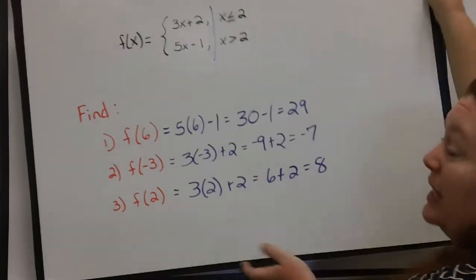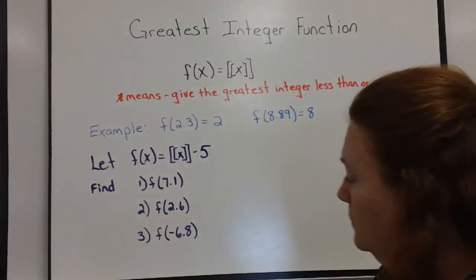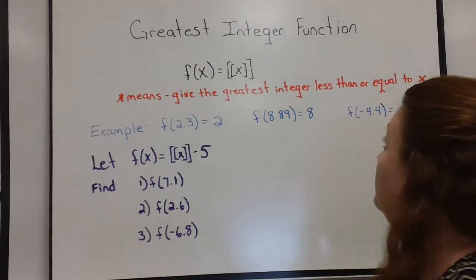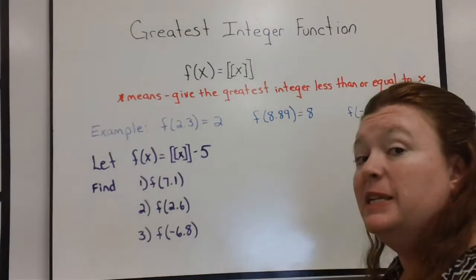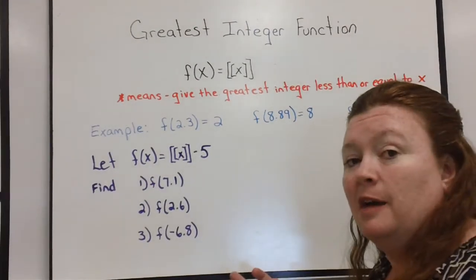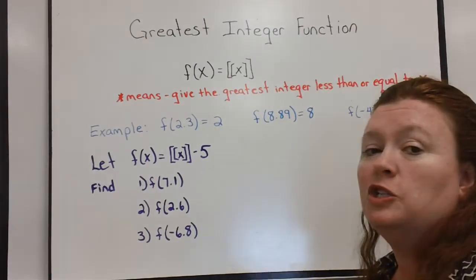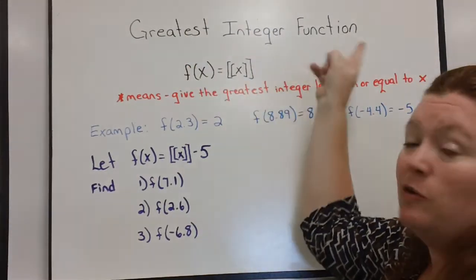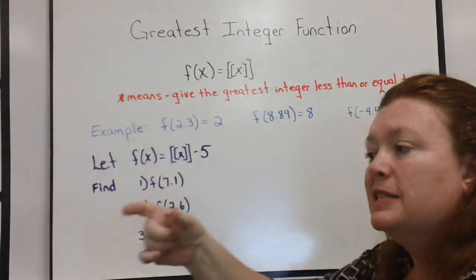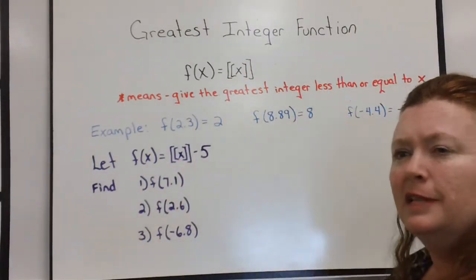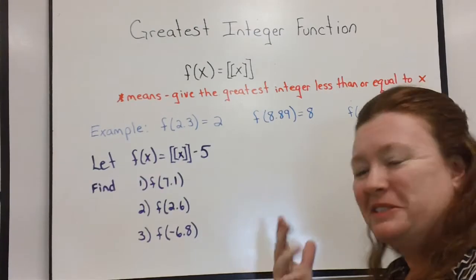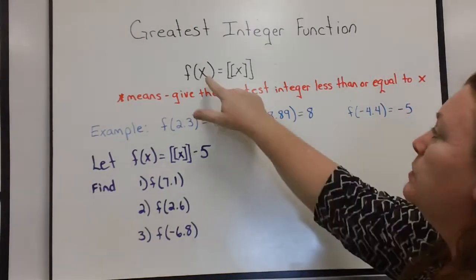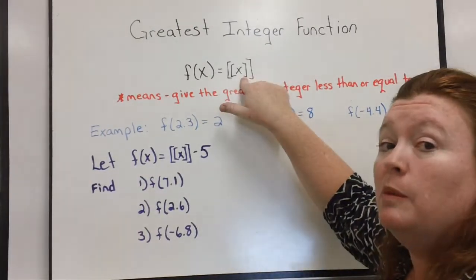Now, let's look at another. Greatest integer function. That is an example of a piecewise function. Next week, I am going to show you how to graph these. And you'll see that when we graph this, it's in pieces. It looks like a set of stairs, a set of steps. All right. This is what the equation looks like. It has a double bracket.